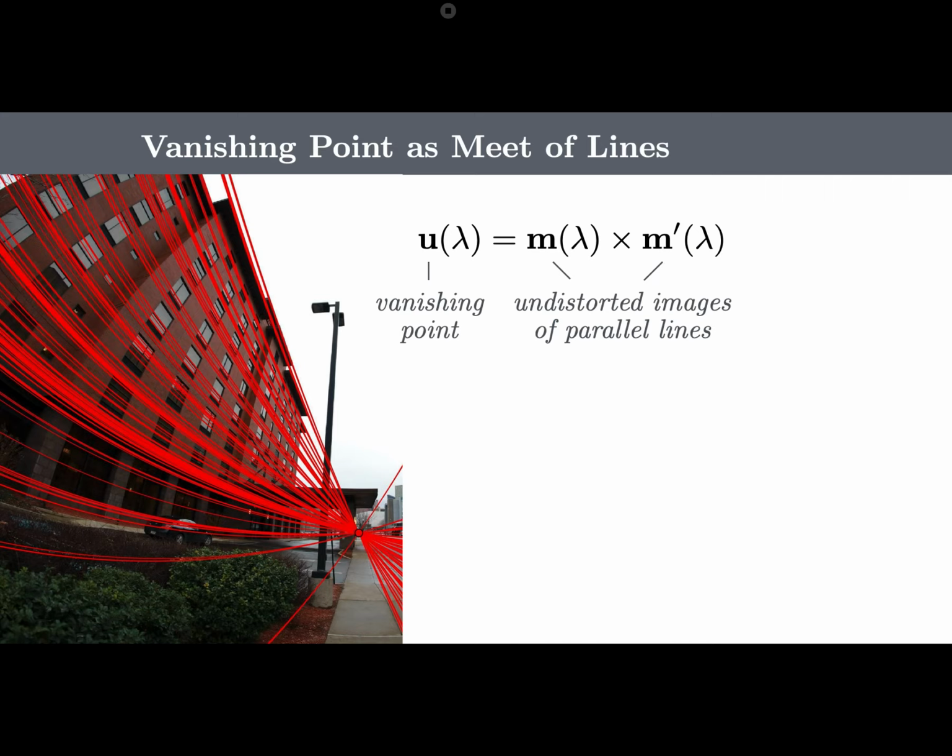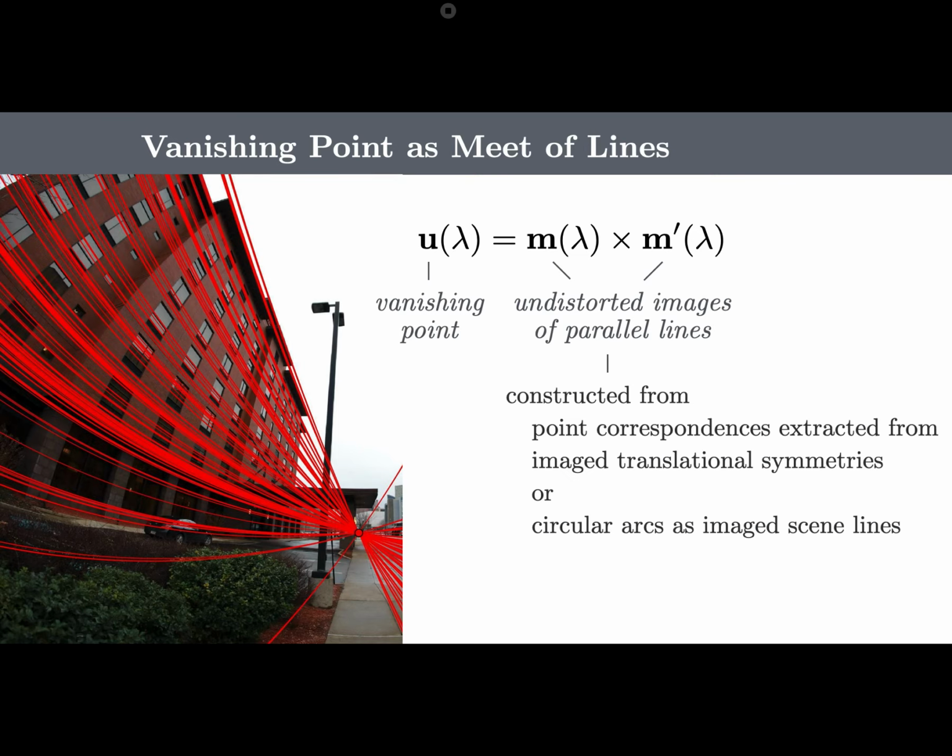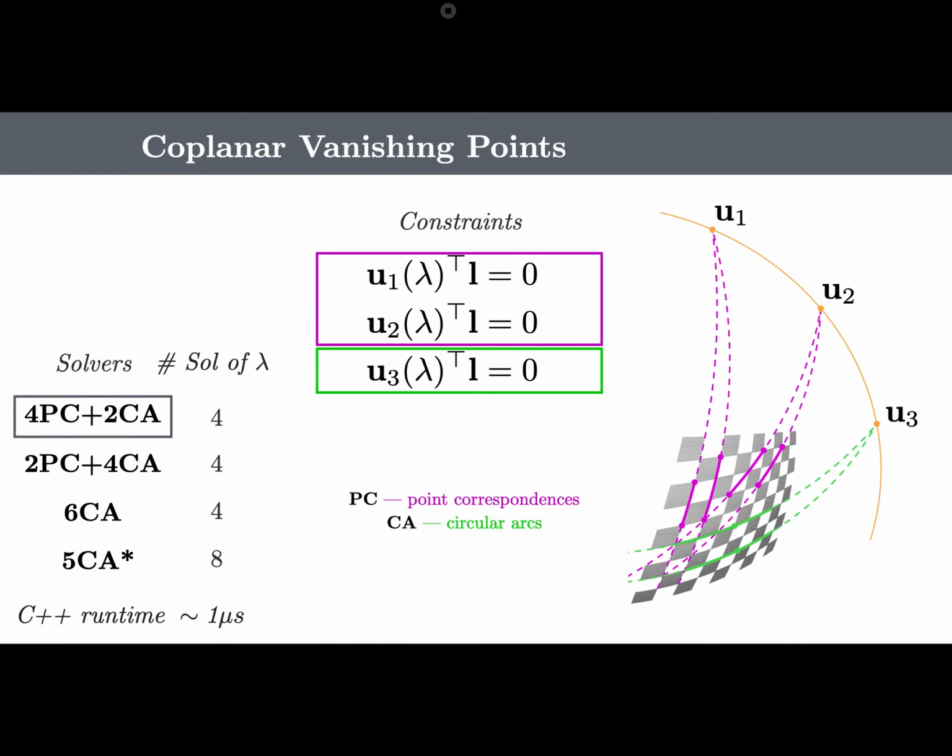The proposed solvers use the invariant that the imaged parallel lines intersect at the vanishing point of their translation direction. The parametric form of the imaged scene line depends on whether translational symmetries or circular arcs are used. Solver generation follows the same steps once the vanishing points are constructed. We can easily generate solvers using either all points, combinations of points and arcs, or all arcs. We don't know the configuration of the vanishing points in the scene beforehand.